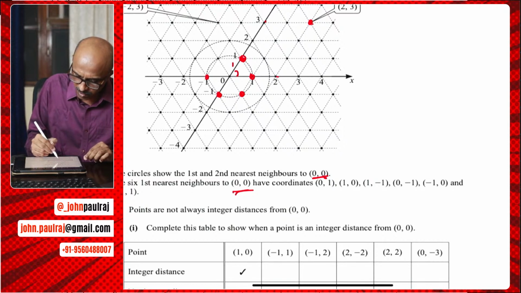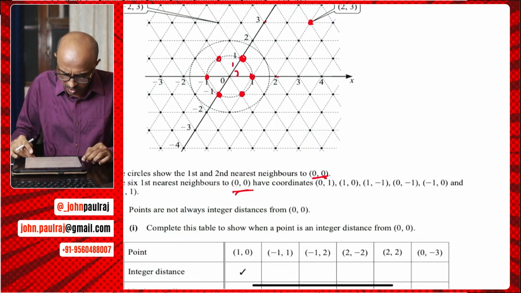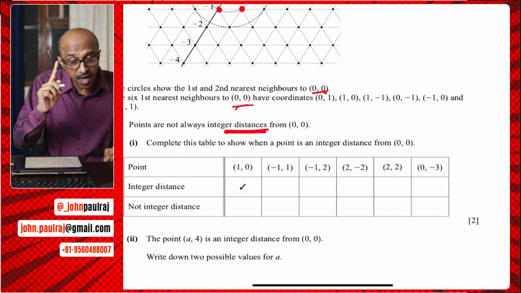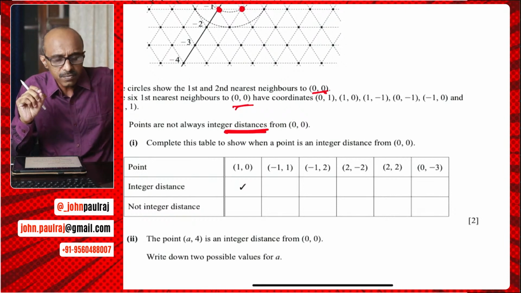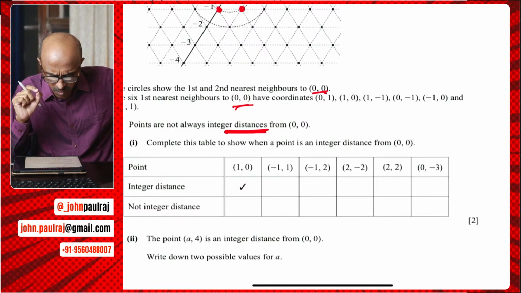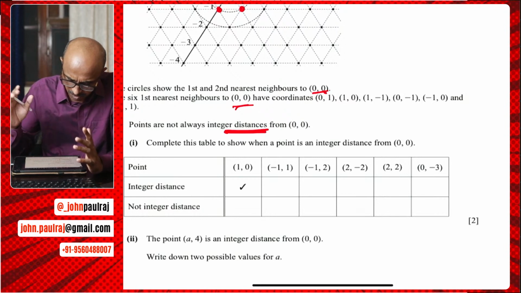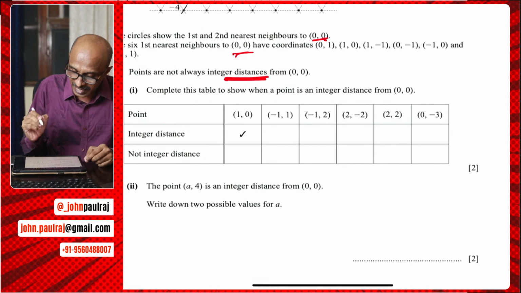and negative 1 comma negative 1 comma 1, that's this one. So you can see those are the 6 points on that first circle, and they are the first nearest neighbors. Points are not always integer distances, so the distances are not always going to be integers. Complete this table and show when a point is an integer distance from 0 0.